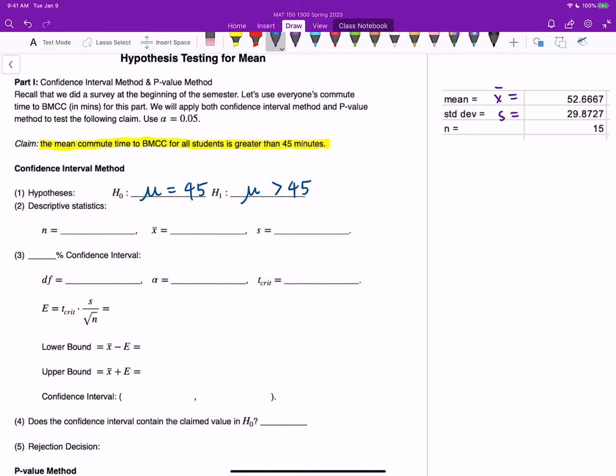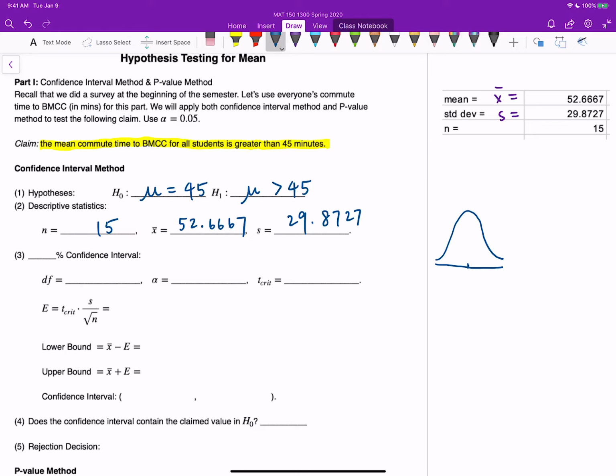Step number 2, write down these descriptive statistics, which are conveniently listed on the right hand side. N is 15, X bar is 52.6667, sample standard deviation 29.8727. We're going to construct a confidence interval, so here you have to figure out the confidence level. You could use the table that I gave you, or you could do a little sketch like this.